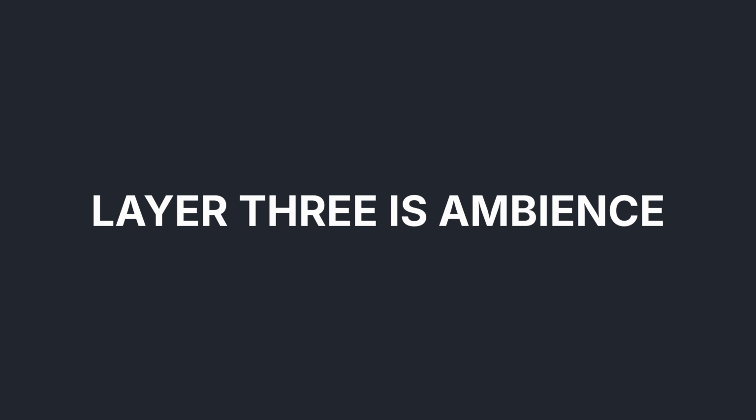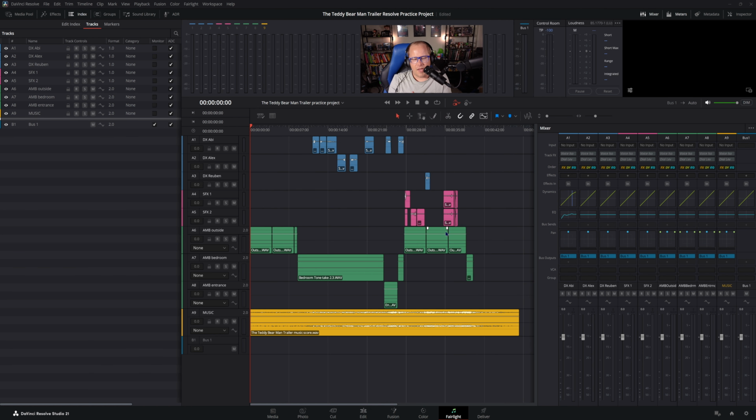Layer 3 is ambience. This is the layer that beginners miss most often, I think, and it's the one whose absence causes the most damage to the mix. So, ambience is the continuous background sound of a location. The hum of a room, traffic outside a window, perhaps, wind through the trees, the particular quality of silence that a specific space has. Every real location essentially has it, and when it's missing from a mix, something feels wrong, even if the viewer can't really tell why.